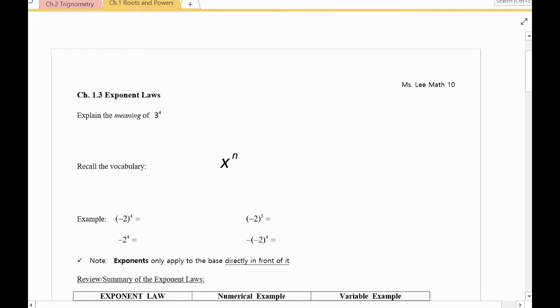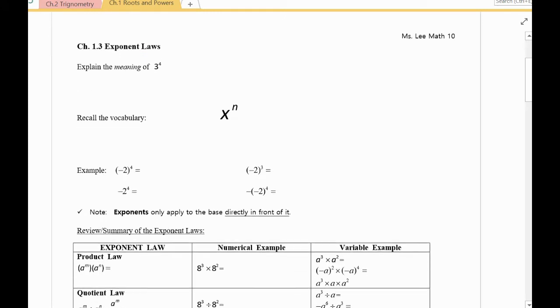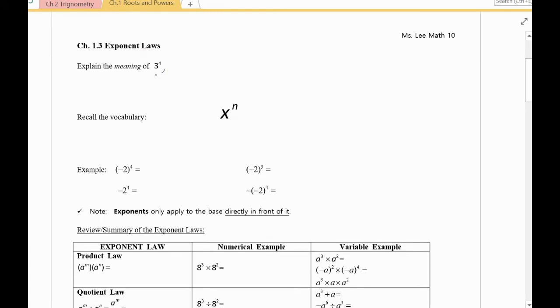Today we're going to review exponent laws. So do you remember we learned exponent laws in grade 9? So we're going to review it. Okay, so what's the meaning of 3 to the power of 4? Do you guys remember the meaning?